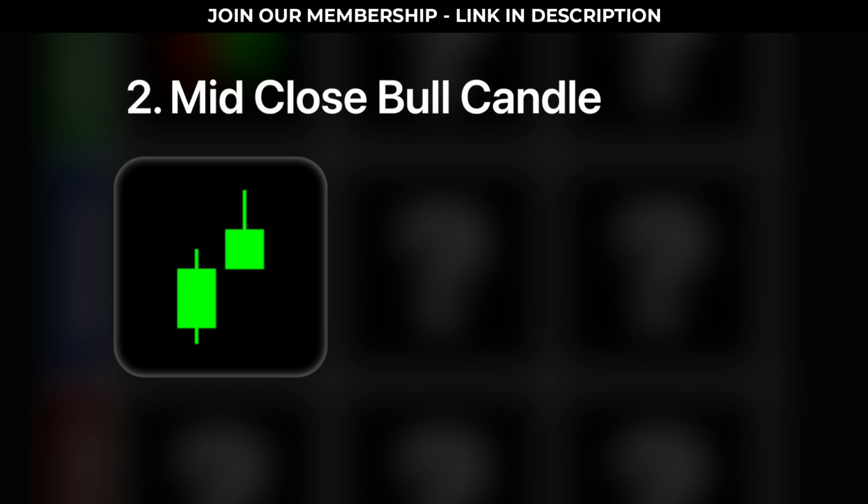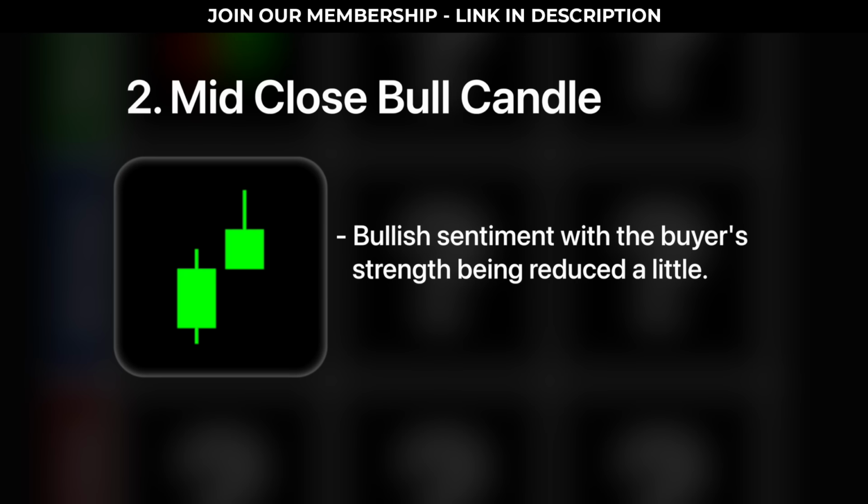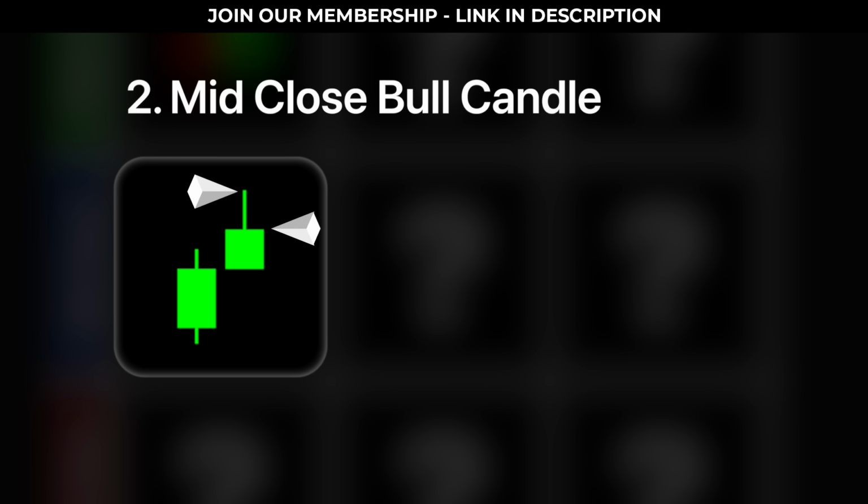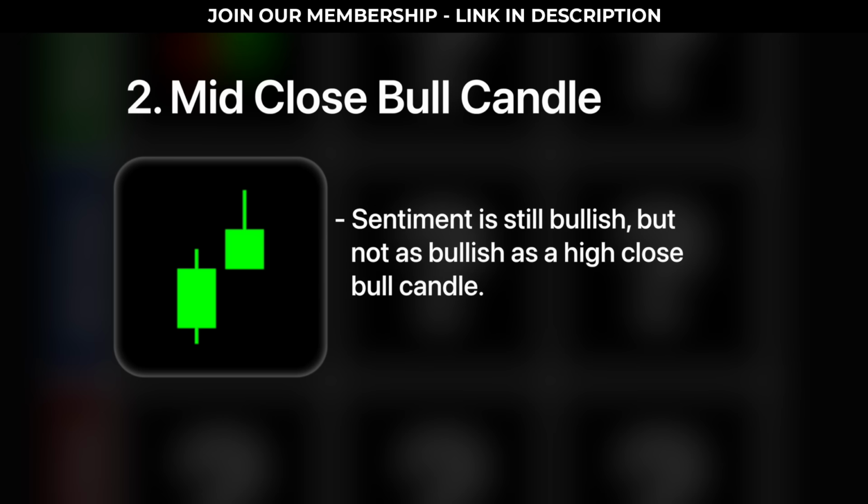Number 2. Mid-close bull candle. For this pattern, we have a candle where its close is above the previous candle's range and in the middle third of the current range. This shows that there is a bullish sentiment to the market, but the strength of the buyers has been reduced a little as there are sellers that have taken the price down from this high to close the candle within the middle of its range. The sentiment is still bullish, but the bullishness is not as strong as that of the high close bull candle.